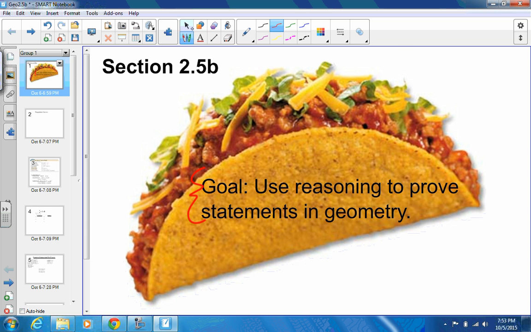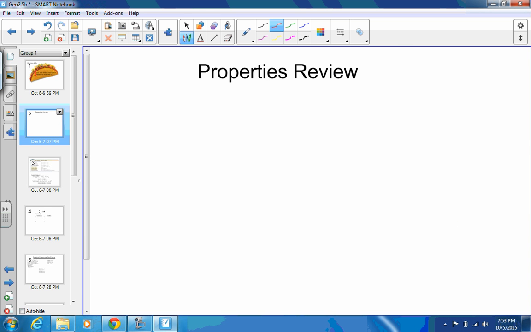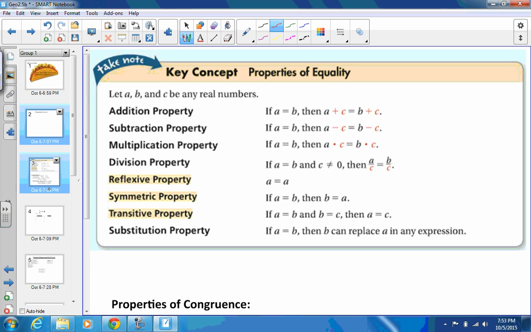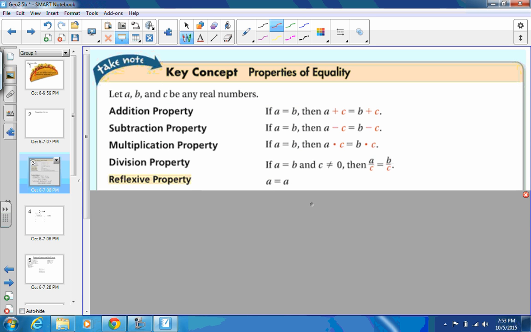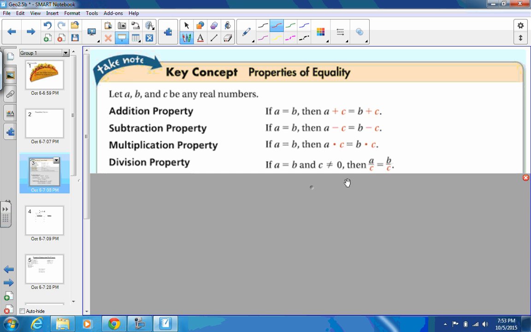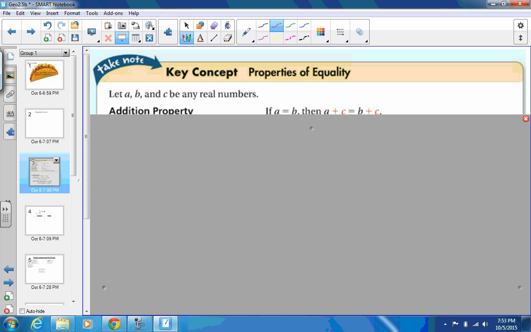Let's quickly review some of the properties that we've learned, because properties are going to be used a lot in proofs. Here are the first ones. Just to recap, we have all four of these: addition, subtraction, multiplication, and division properties of equality. That's where you can add something to both sides without changing the balance of the equation. You can subtract the same thing from both sides, multiply the same thing on both sides, or divide the same thing on both sides.